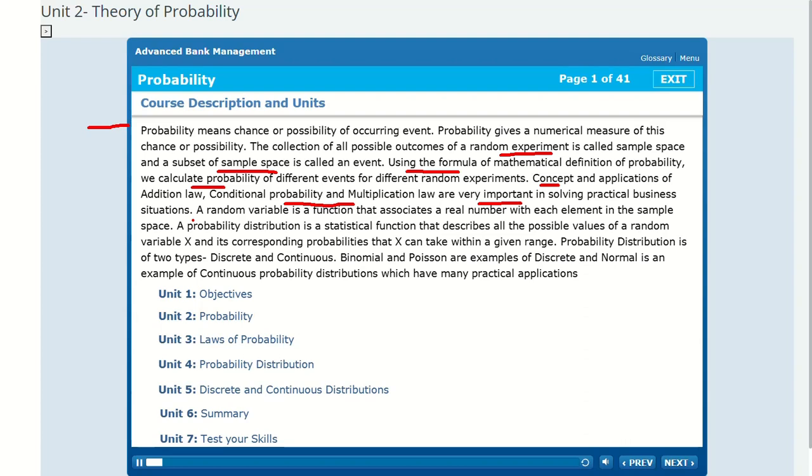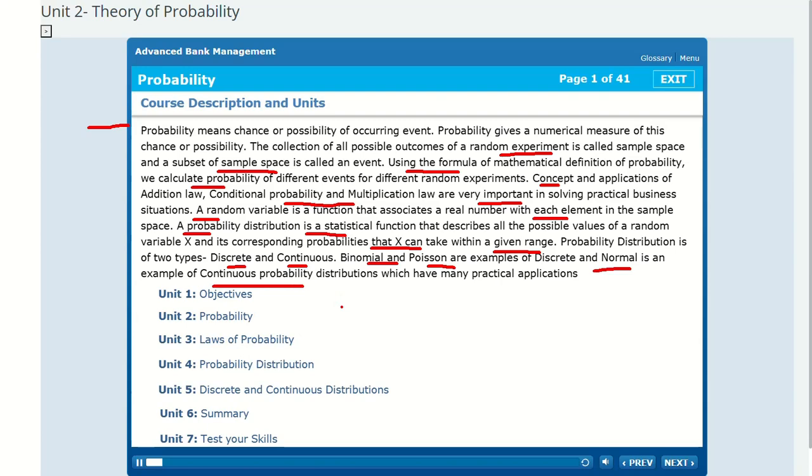Concept and applications of addition law, conditional probability and multiplication law are very important in solving practical business situations. A random variable is a function that associates a real number with each element in a sample space. A probability distribution is a statistical function that describes all the possible values of a random variable x and its corresponding probabilities that x can take within a given range. Probability distribution is of two types, discrete and continuous. Binomial and Poisson are examples of discrete, and normal is an example of continuous probability distributions, which have many practical applications.